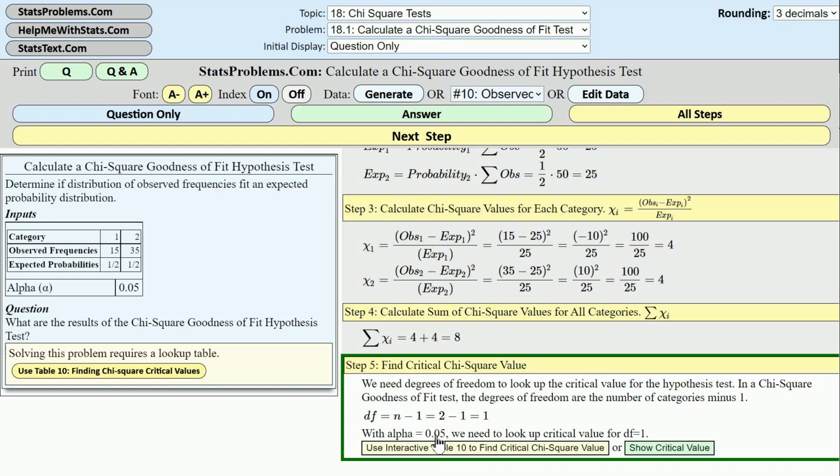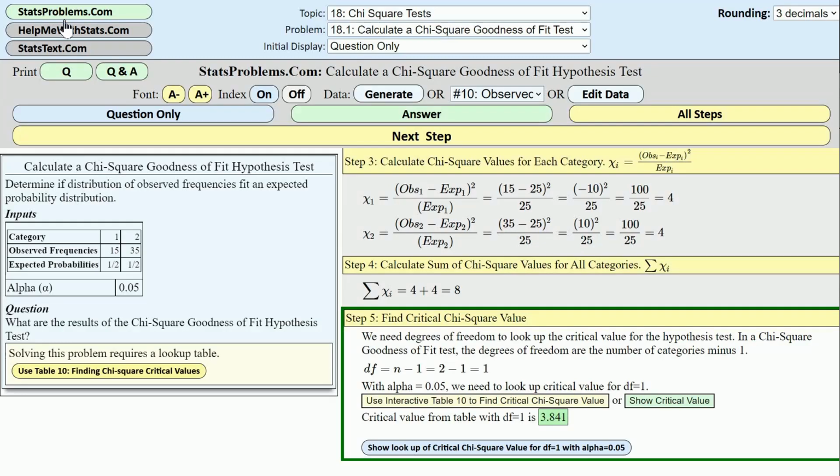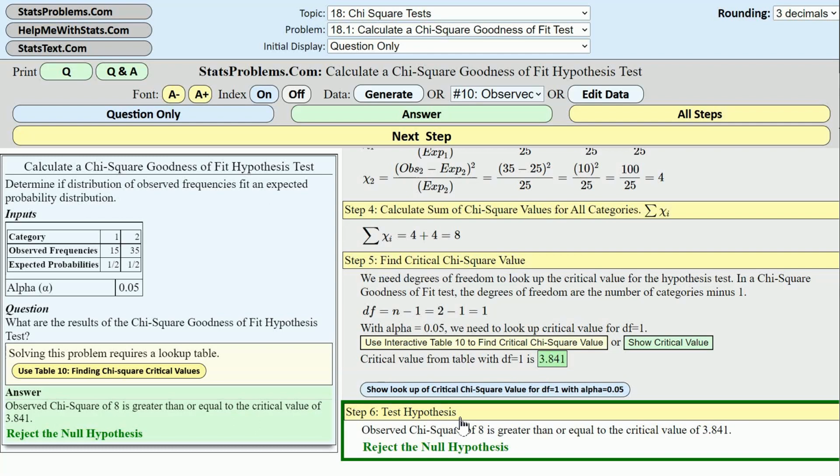With alpha equals 0.05, we need to look up the critical value for df equals 1. Use interactive table 10 to find critical chi-square value. Using the alpha equals 0.05 table and df equals 1, we find the critical chi-square value of 3.841. We close this window to return to the analysis, which shows the critical value from table with df equals 1 is 3.841. In Step 6, we test the hypothesis.